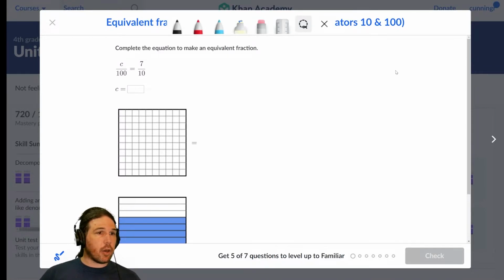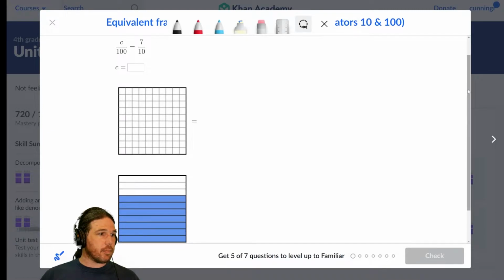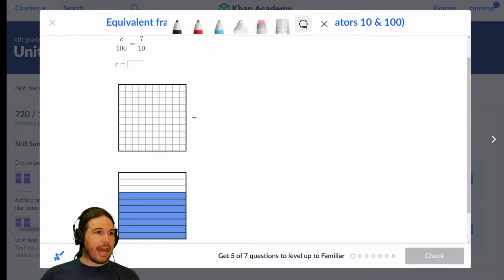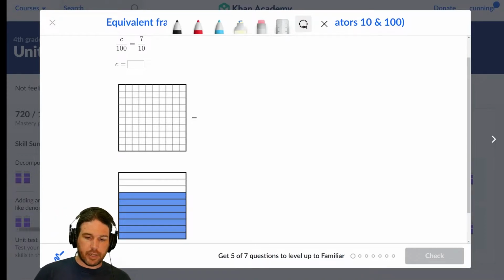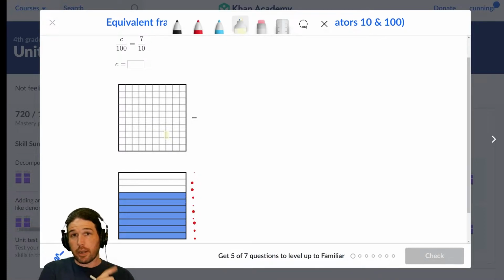Now, as you can see over here on the bottom, we have a square, just like I was using in the previous video. It looks like there are 1, 2, 3, 4, 5, 6, 7 shaded out of 8, 9, 10. We've got 7/10. So the question is, what would it look like if we had the same 7/10 up here in this top square that is cut into 100 pieces? I'm going to go ahead and highlight that for the first time so that you can see it.